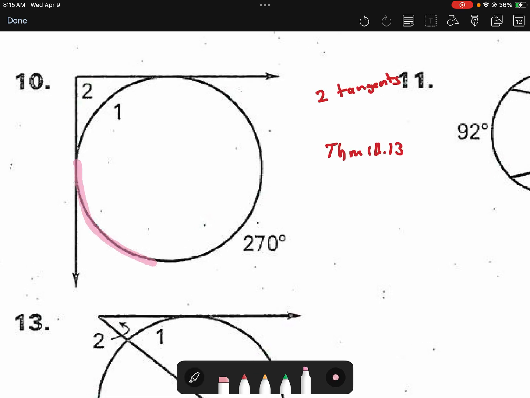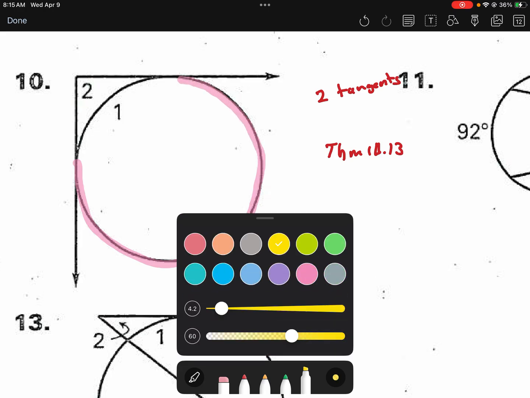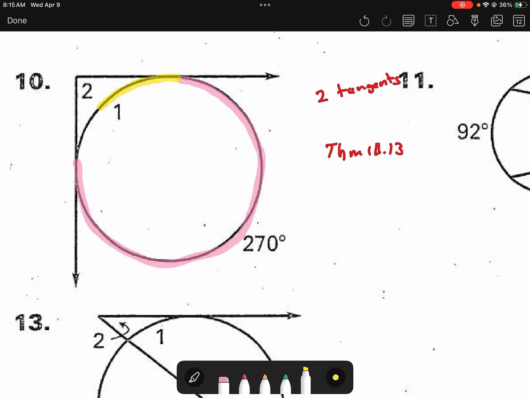Well, let's think about it. We have this major arc. It's 270. We have a minor arc that you should know the measure of. I know that arc measure is 90. 270 and 90 add up to 360. That's the whole way around the circle.